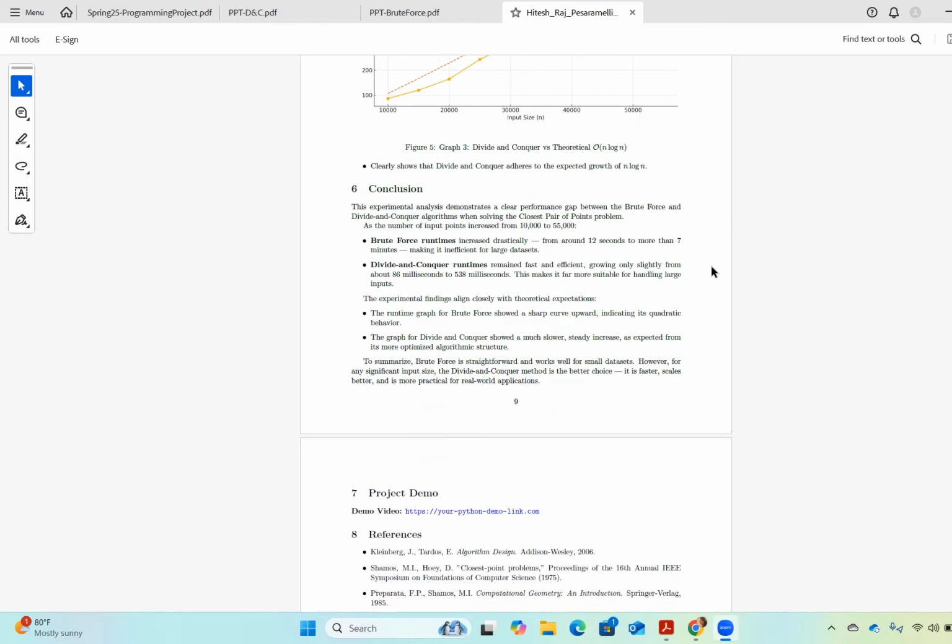And let me conclude by saying, in summary, the brute force approach is straightforward but becomes impractical for large data sets. The divide and conquer algorithm, though more complex, scales efficiently and aligns with theoretical predictions. This project demonstrates how asymptotic analysis reliably forecasts real-world performance.